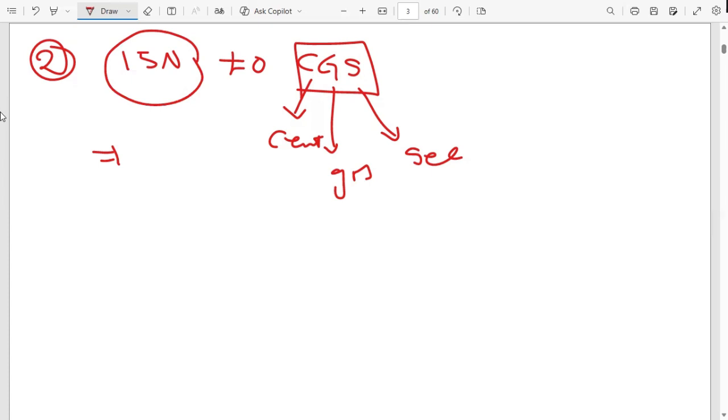So how are we going to go about tackling this question? How are we going to convert 15 newtons into its equivalent in the CGS system? Anyone who has an idea now?